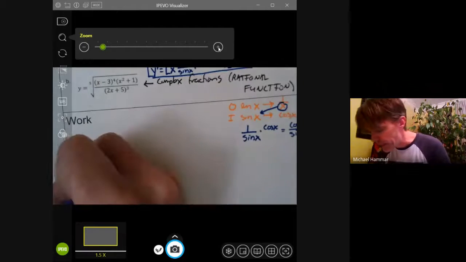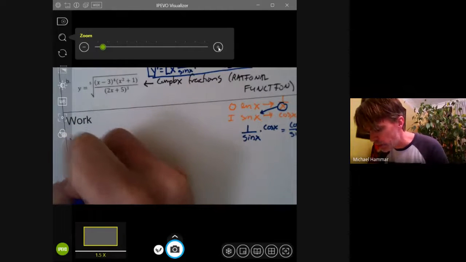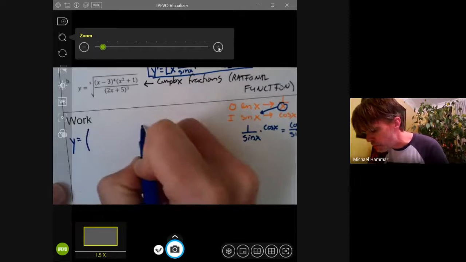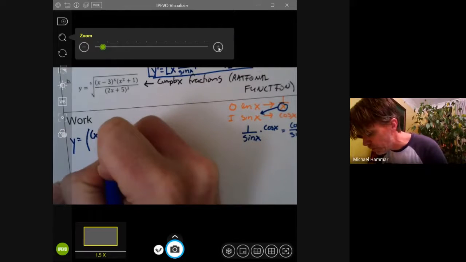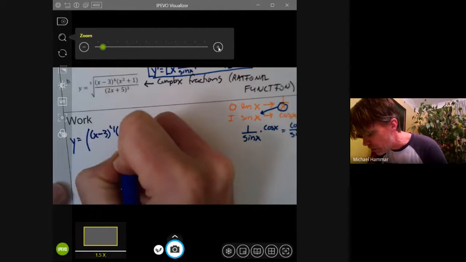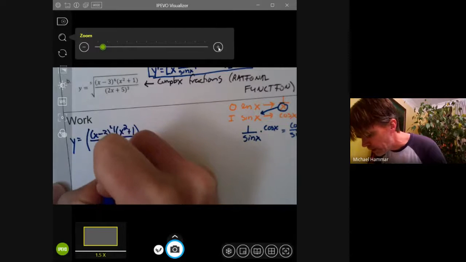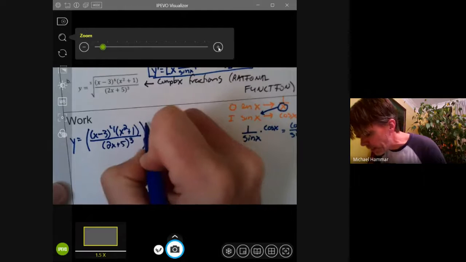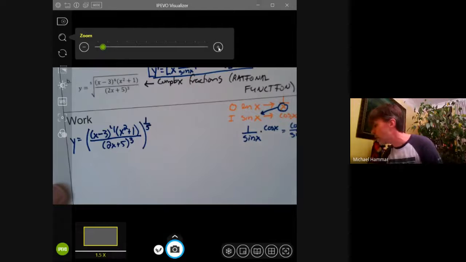So the first thing that I would recommend is let's get this square root thing, this fifth root, to be an exponent. Okay? So we're going to start with x minus 3 to the fourth, x squared plus 1 all over 2x plus 5 to the third. And I'm going to change the exponent to the 1/5 power.